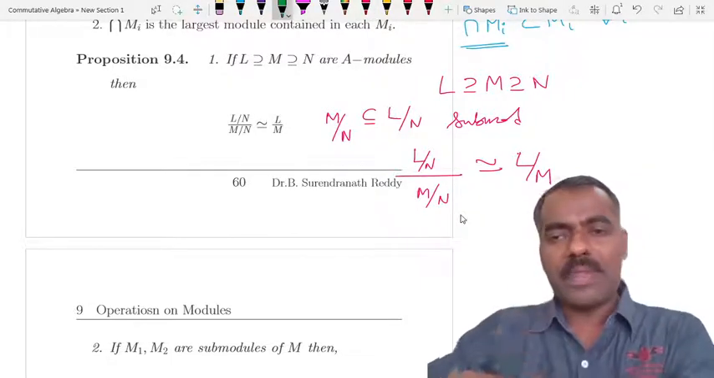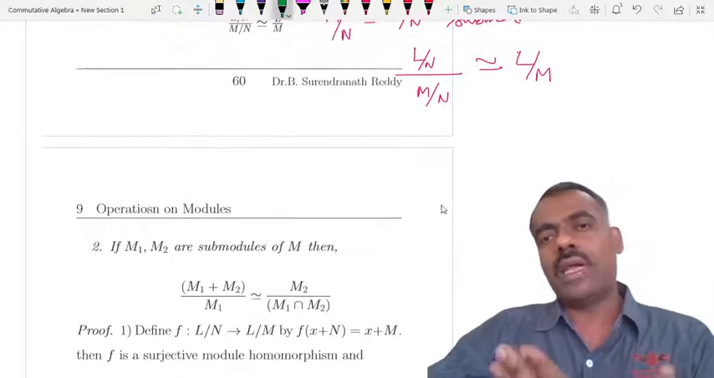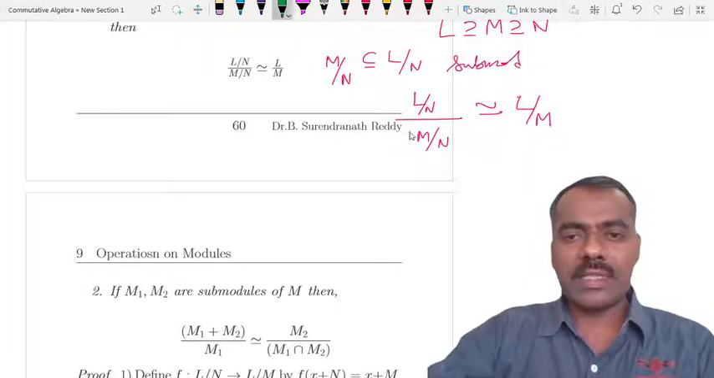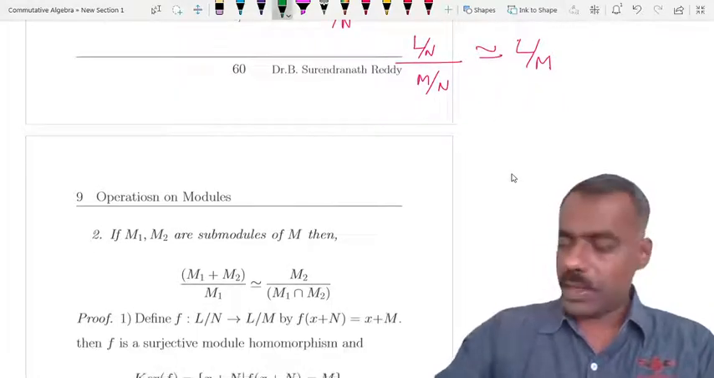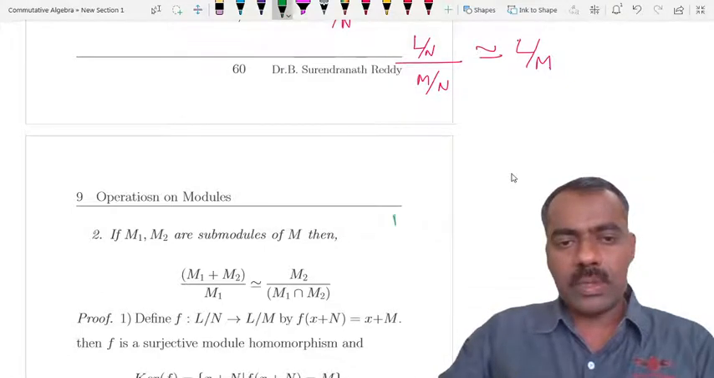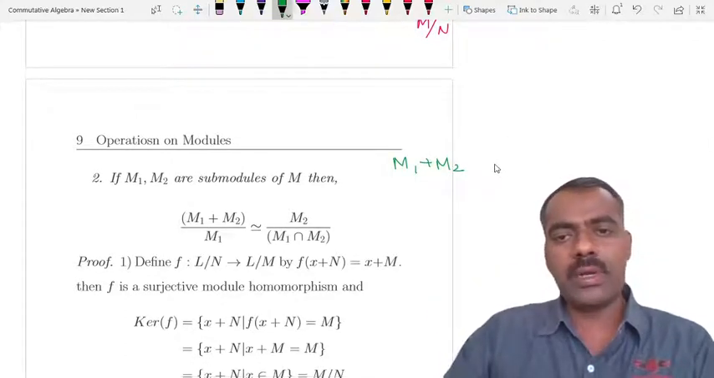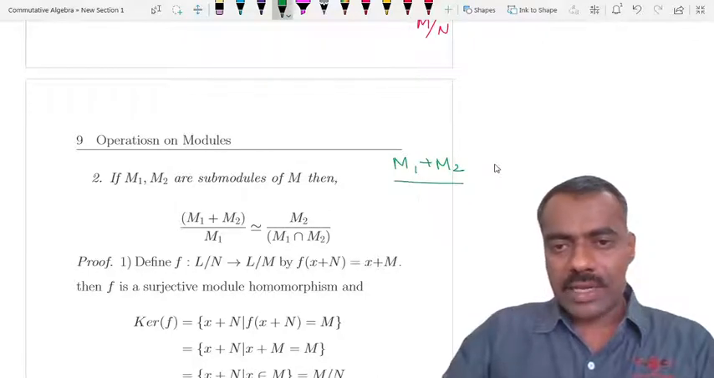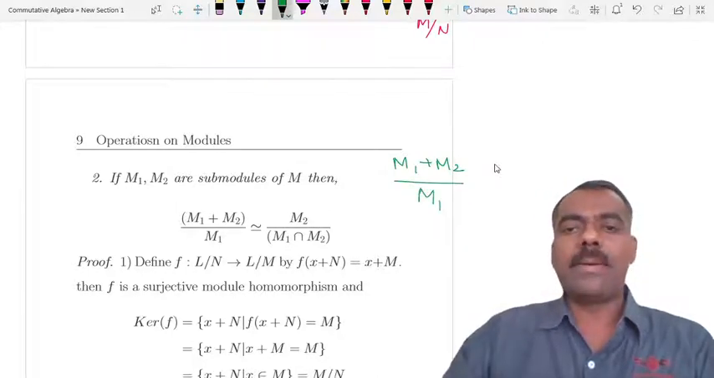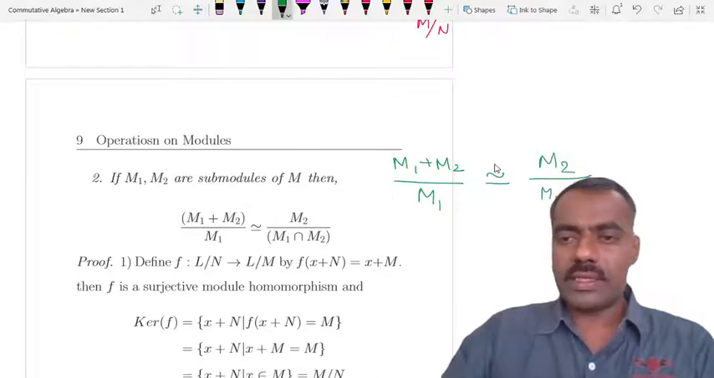We will define a map from L modulo M to L modulo N, then L modulo N to L modulo M, so that the kernel is precisely this M modulo N answer. The other interesting property is that if we have two modules m1 and m2, then m1 plus m2 is also a submodule, containing both m1 and m2. Because it contains m1, we can talk about modulo m1. This is isomorphic to m2 modulo m1 intersection m2.